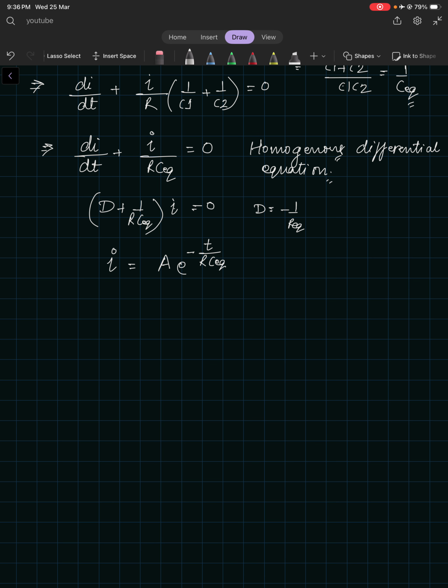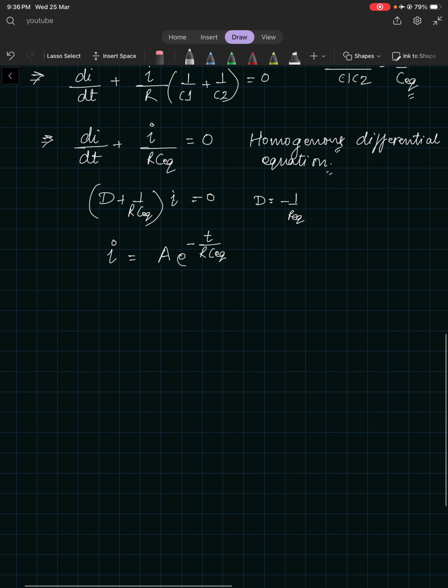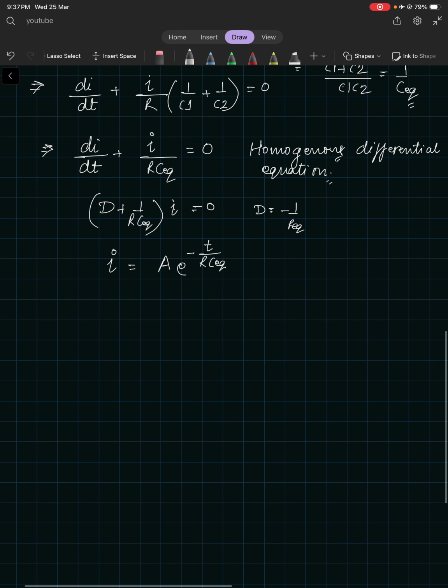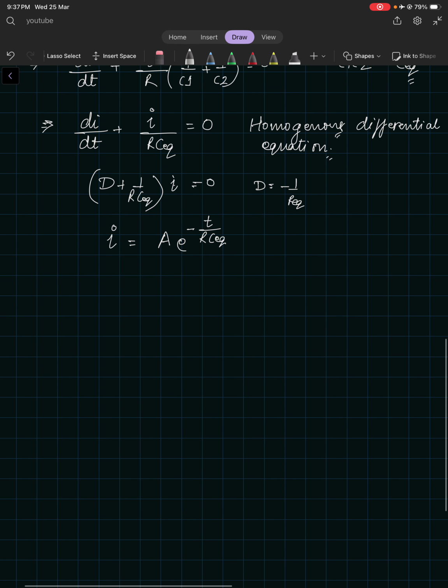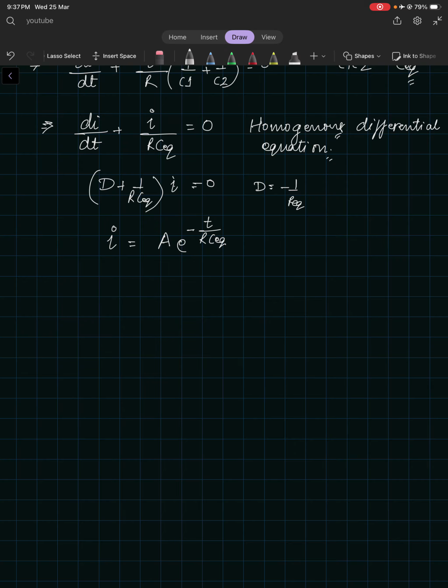So this is the sketch of I, but still we don't know the value of A. From previous lectures we know that to find out the value of A, we have to go back to the circuit and see the initial conditions, right? There is only one way to calculate the value of A. If we put t equal to 0, the whole exponential term will be 1 and only A will be there, right? So that's why we look for the initial condition, that is, at the switching instant.